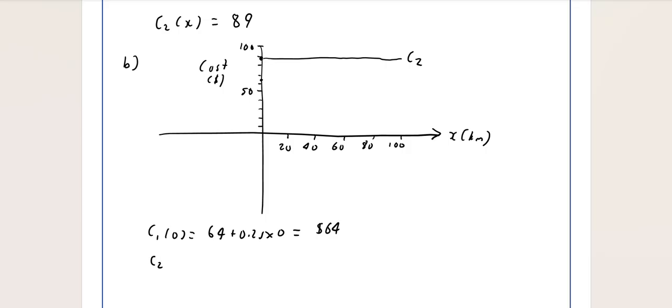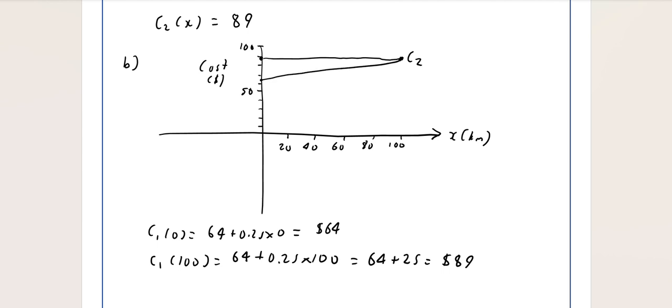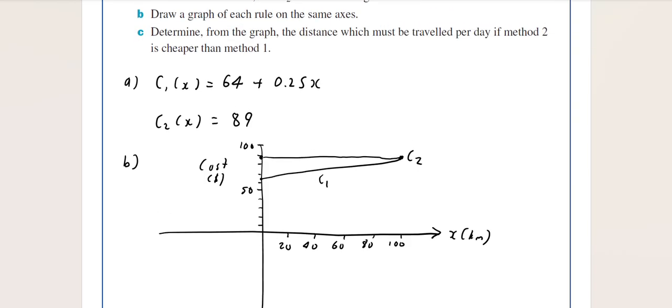To figure out where it ends, oops, sorry, that'll be C1. C1 should be at 100. So that's going to be 64 plus 0.25 times 100. 64 is 64, and 0.25 times 100 is 25. So this comes out to, what do you know, $89. So it's going to end at $89, which happens to just be up here. What a coincidence. I'm just going to connect those up. This is really hard to do with an angle. Straight line, perfect. This is going to be C1. So I've got my two graphs drawn out, and that's what I was needing to do for question B.